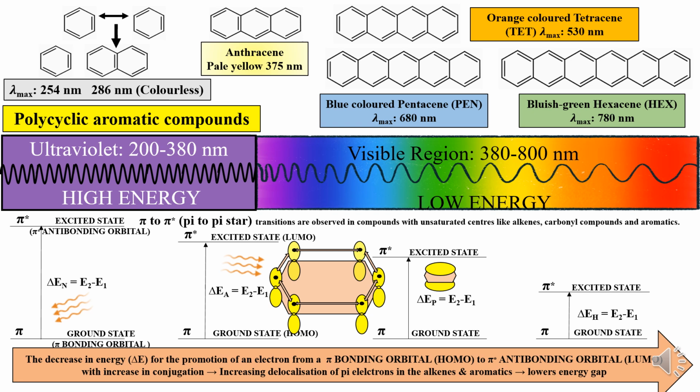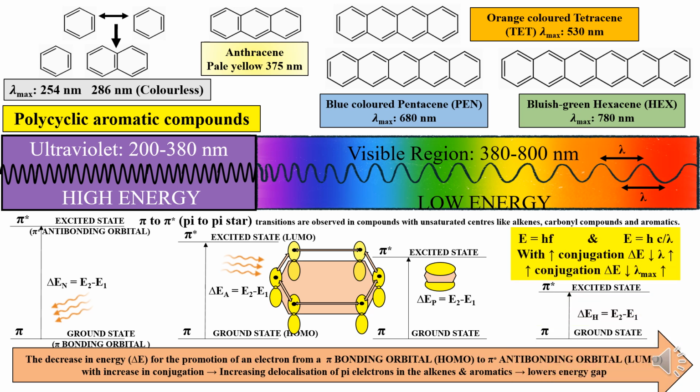Now the wavelength of the visible region ranges from 380 to 800 nanometers. And therefore these compounds with extended conjugation absorb in the visible region. In the visible region, the wavelength is more as compared to the UV region. Wavelength is the distance between two successive maxima or minima. So wavelength is more in the visible region, while wavelength is less in the high energy ultraviolet region.